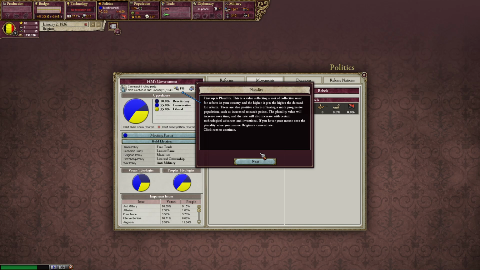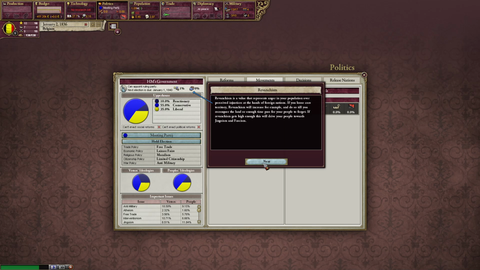There are also positive effects of having a more progressive population, such as increased research points. The plurality value will increase over time, and the rate will also increase with certain technological advances and inventions. If you hover your mouse over the plurality value, you can see Belgium's current rate, which is monthly change plus 0.08. It's at 1%. Okay, next.